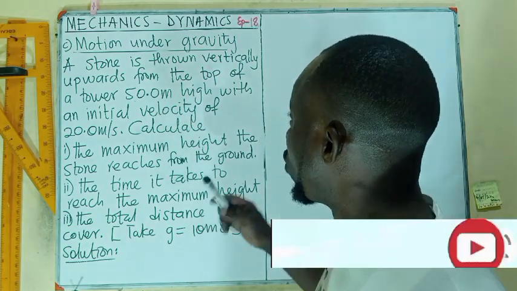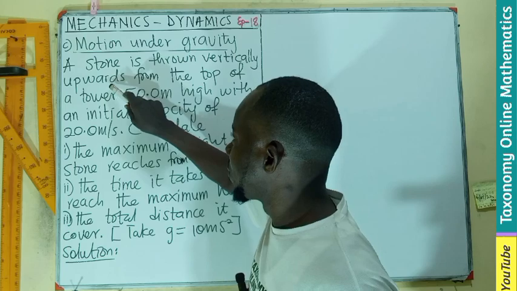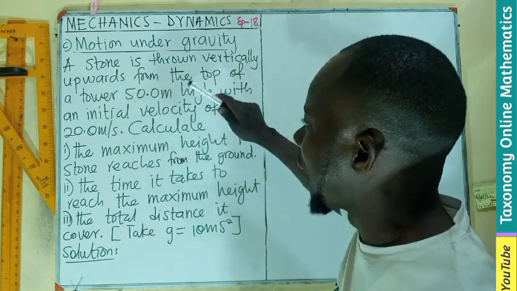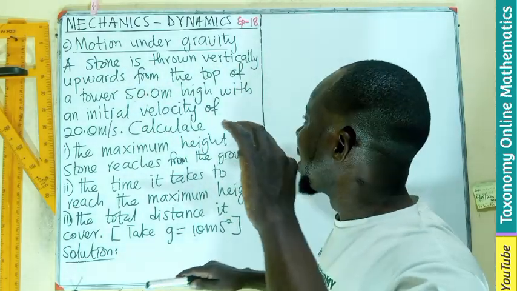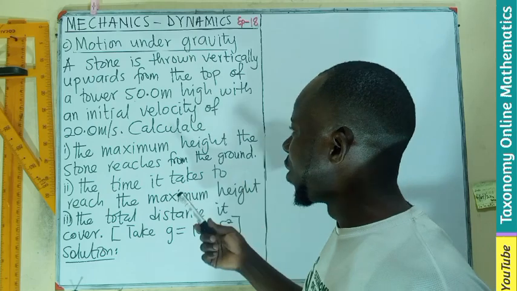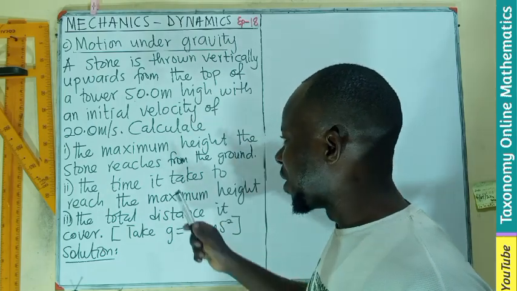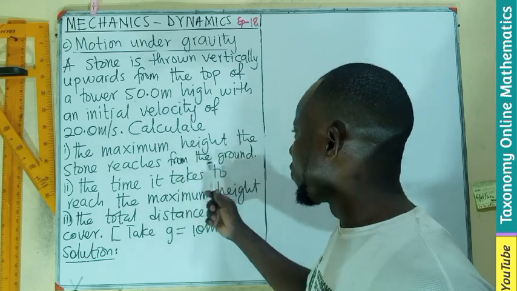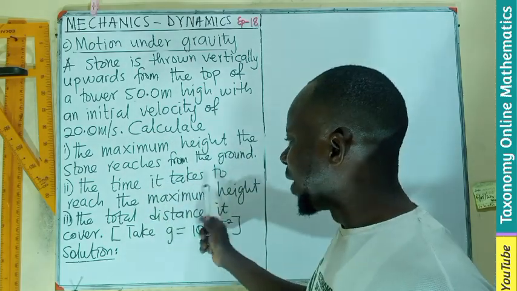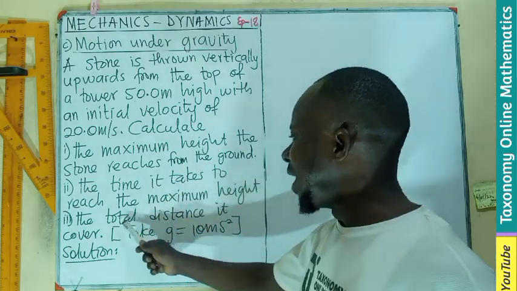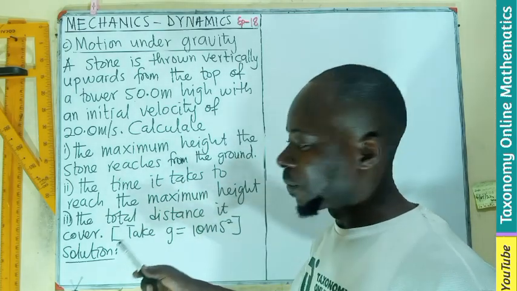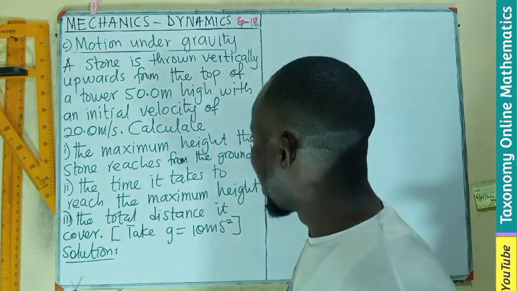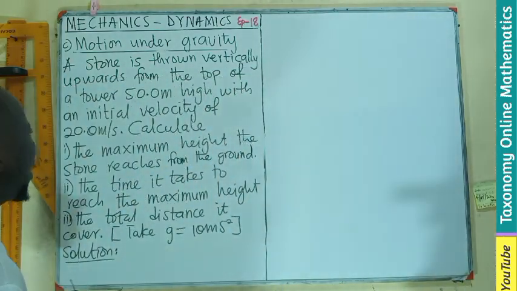So a stone is thrown vertically upward from the top of a tower, which is 50 meters high, with an initial velocity of 20 meters per second. We are finding the maximum height the stone reaches from the ground, then the time it takes to reach the maximum height, then the total distance it covers. Remember, we can pick the information we have.